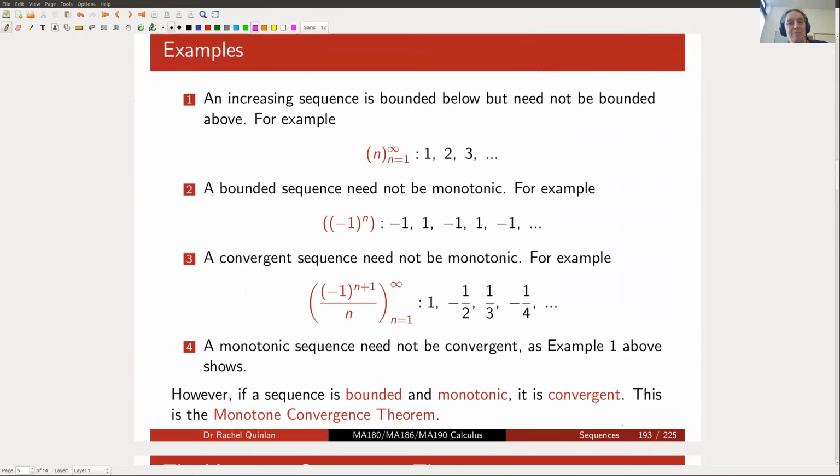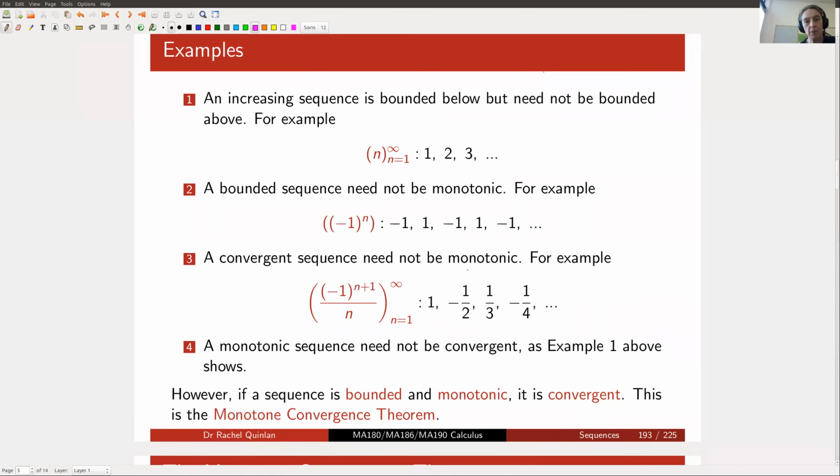Okay, a few examples. An increasing sequence will always be bounded below, for example by its first term, because no term in an increasing sequence can ever be less than the first one. So that's a remark: an increasing sequence is always bounded below. It need not be bounded above. For example, the natural numbers is an increasing sequence which is not bounded above. Its terms grow to infinity.